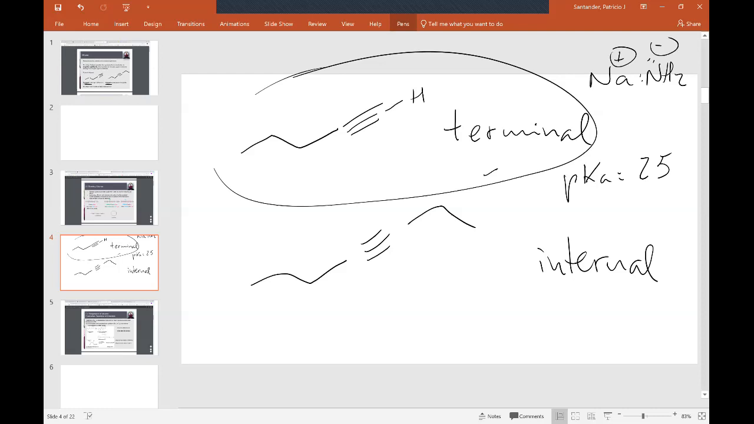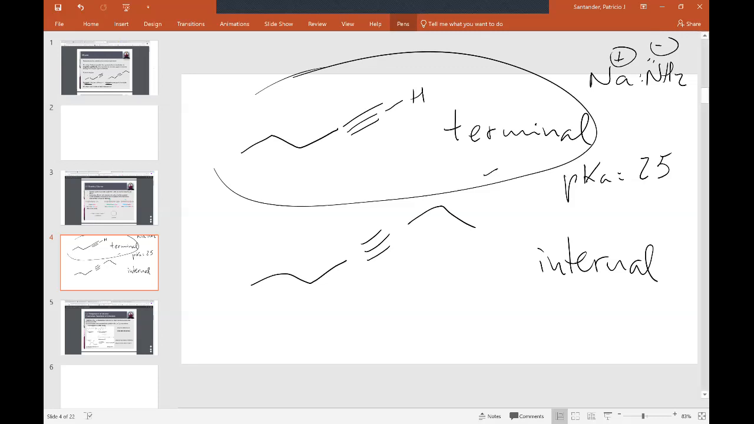you should be able to deprotonate a terminal alkyne, and that would allow you to use that acetylide anion as a nucleophile to react with alkyl halides, and we can form compounds that are longer. So that will be a standard way to synthesize more complex looking molecules.